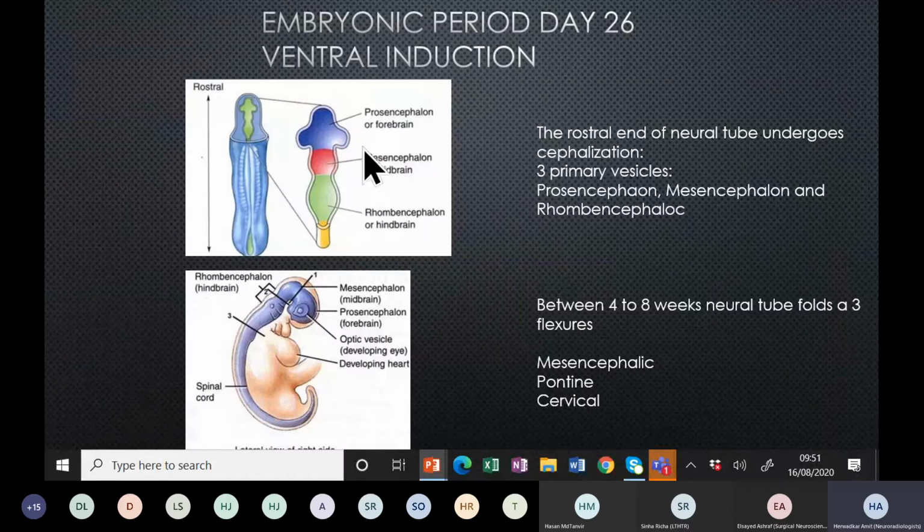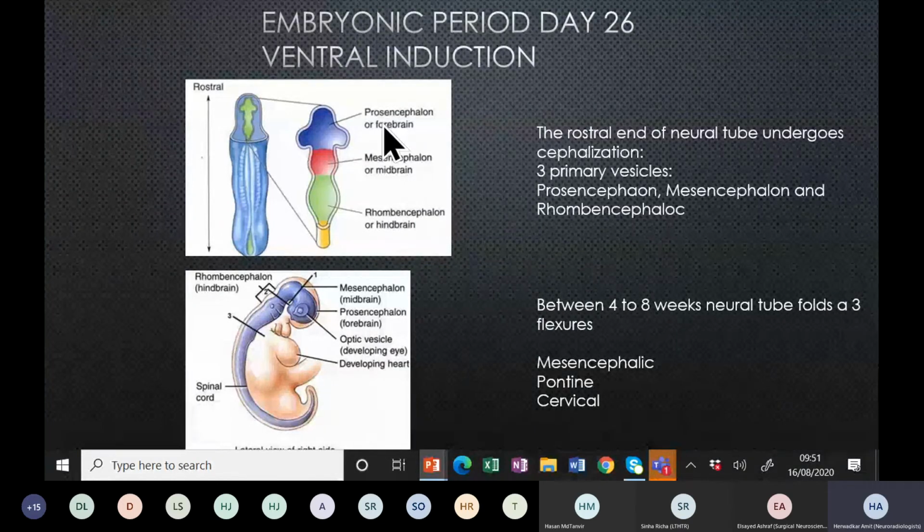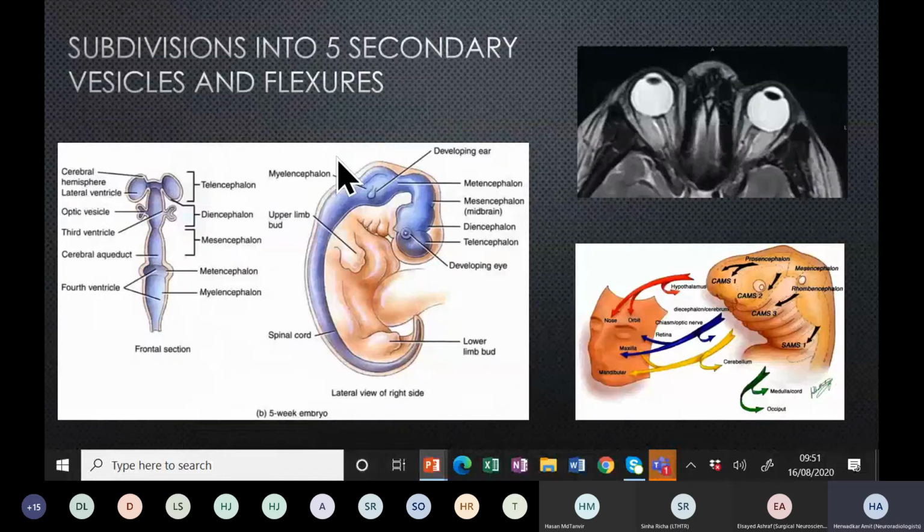Just to revise our anatomy of the embryology, if you like, we talked about, when we did our embryology talk, the prosencephalon, the mesencephalon, and the rhombencephalon, which are derivatives of the neural tube after it has closed. The prosencephalon is the forebrain, the mesencephalon the midbrain, and the rhombencephalon the hindbrain. The prosencephalon itself will then divide into the telencephalon and the diencephalon over here.